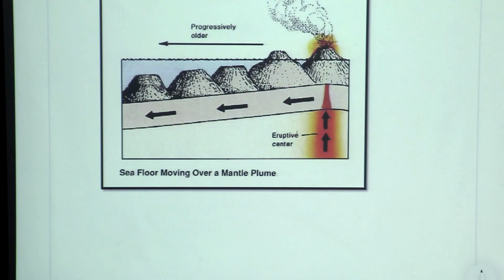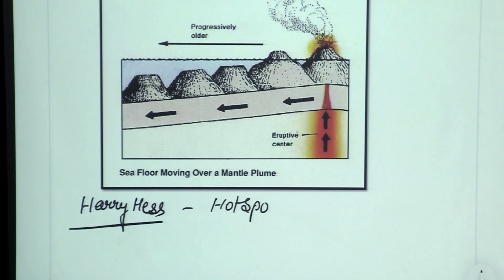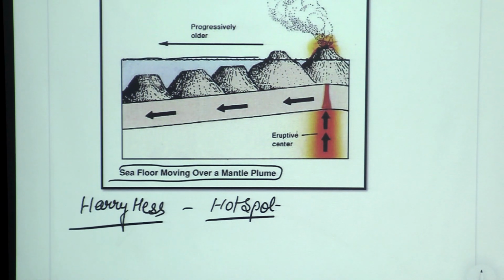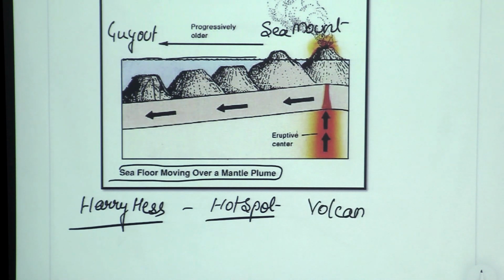When I talk about the contribution of Harry Hess in the study of the seafloor, he is the scholar who has given us the hotspot. I talked about it earlier. I just want you to see this image one more time. Seafloor moving over a mantle plume. This is my mean sea level, and what will develop here? This will be a hotspot volcano, an additional type of active volcano.